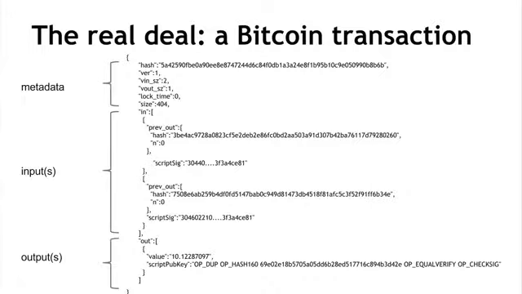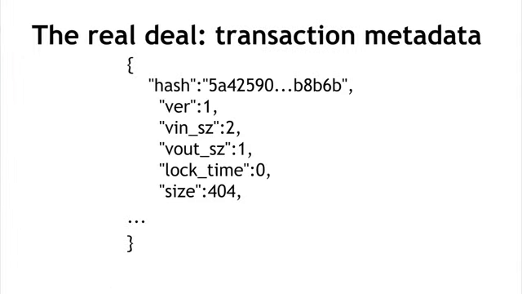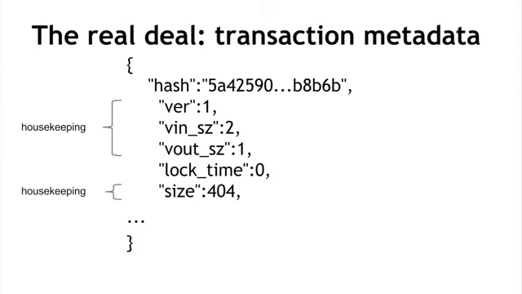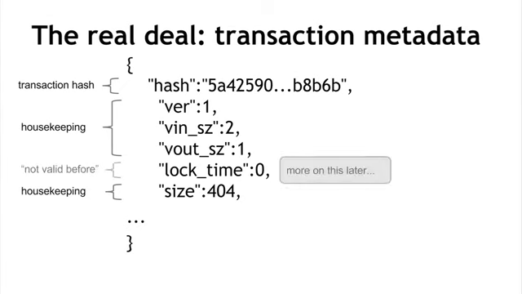So there are three parts: some metadata, a series of inputs, and a series of outputs. We'll start with the metadata. There's some housekeeping information, which is the size of the transaction, the number of inputs, and the number of outputs. Pretty straightforward stuff. There's the hash of the entire transaction, which, as I said, will serve as a unique ID for the transaction to let us do hash pointers. And then there's this funny lock time parameter, which I'll come back to later.